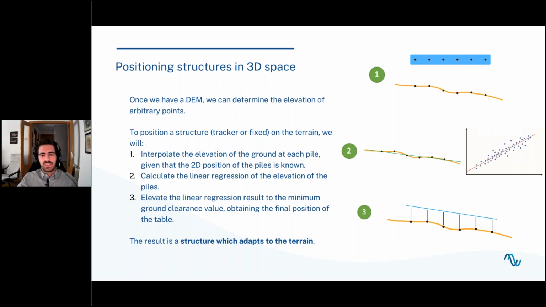And then finally, once we have the regression, we will raise the regression line, and that will form our structure. We raise it so that we meet a minimum ground clearance requirement. So we look at the shortest pile, and we raise the line so that the minimum ground clearance is respected at that shortest pile. What this gives us is a structure that follows the terrain naturally, right? Whenever the terrain is flat, the structure will be flat. Whenever the terrain is more or less sloped, it will follow the slope, of course.